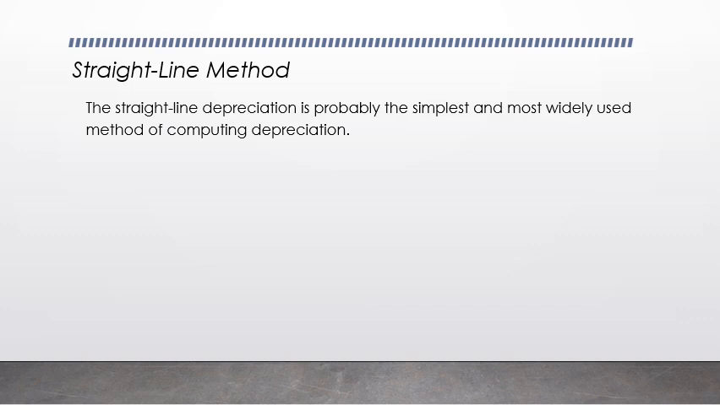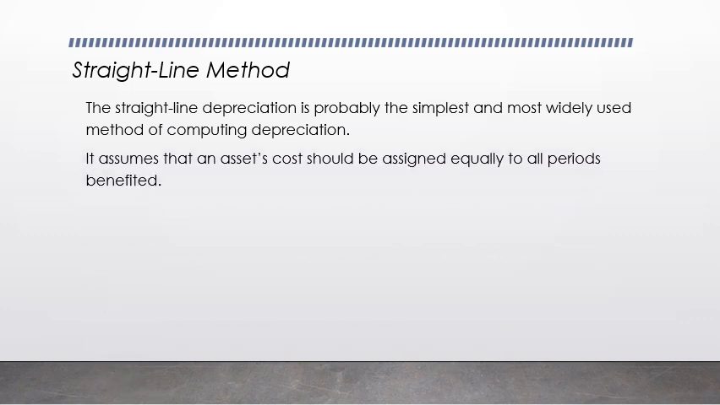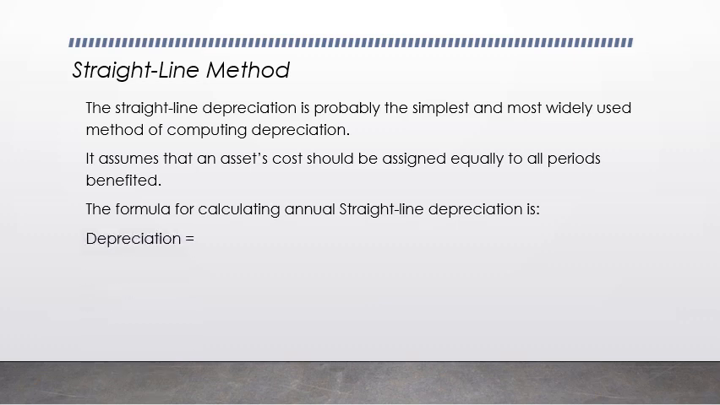The straight line depreciation is probably the simplest and most widely used method of computing depreciation. It assumes that an asset's cost should be assigned equally to all periods benefited. How is it calculated? The formula is very simple. Depreciation is given by initial cost minus the salvage value divided by the service life. If the initial cost of an asset is say 10,000 and the salvage value is 1,000, and the service life is 5 years, then depreciation per year is given by 10,000 minus 1,000 divided by 5. So that is the simplest way of calculating the depreciation per year.